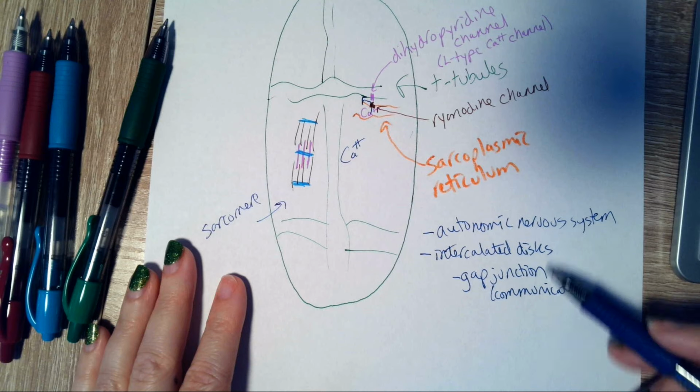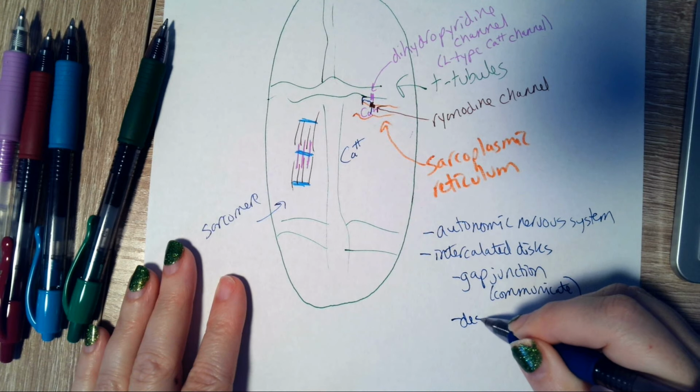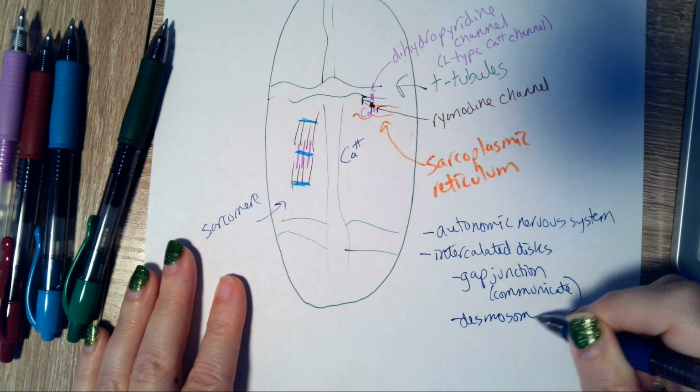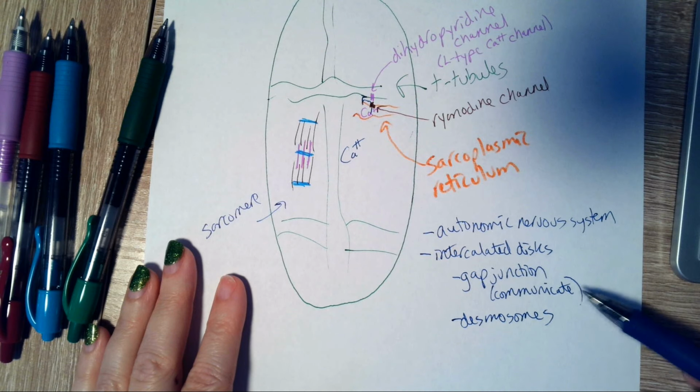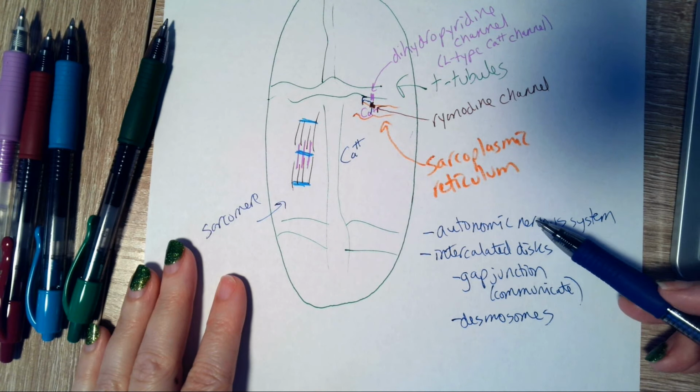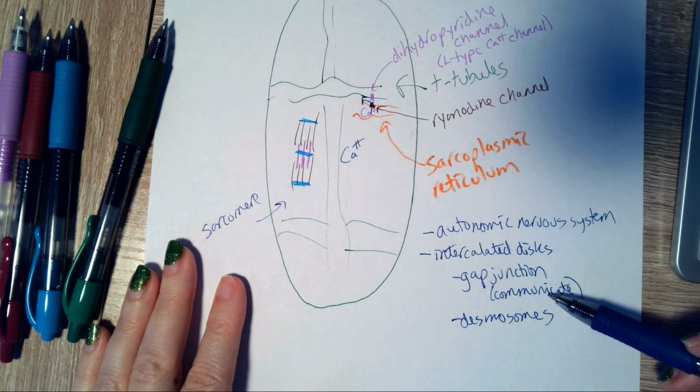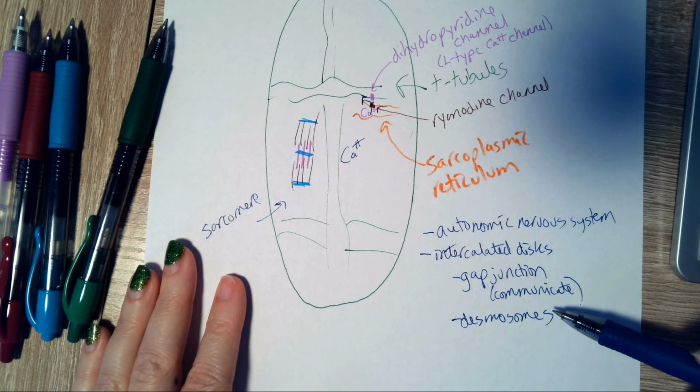So we have gap junctions as part of the intercalated discs, and then desmosomes, which would ring a bell from the epithelial system. Those desmosomes are just there to hold everything together. So that's different than what we have in skeletal muscle.